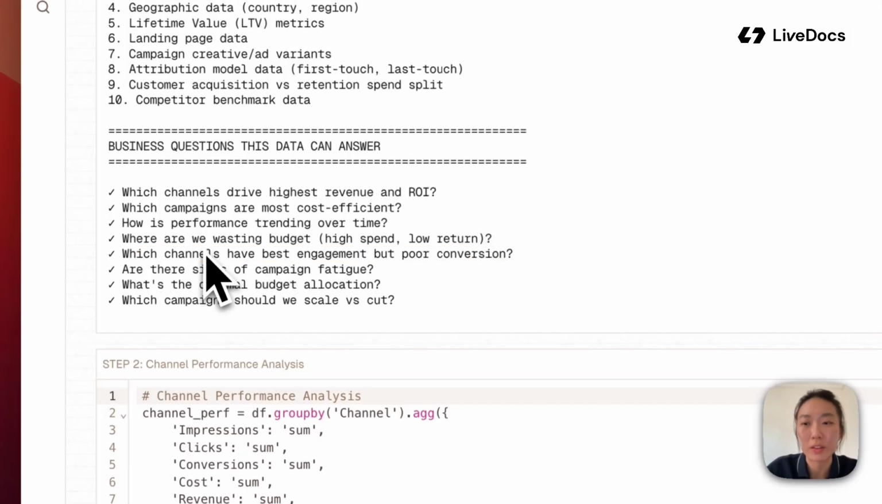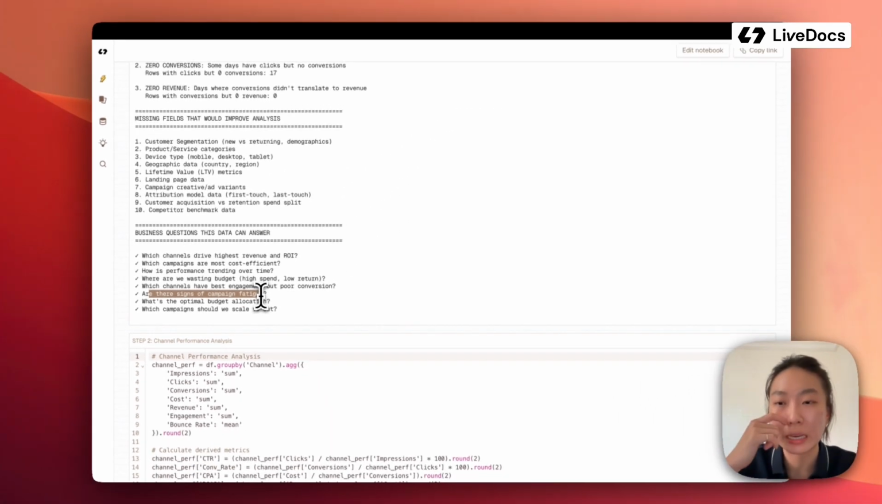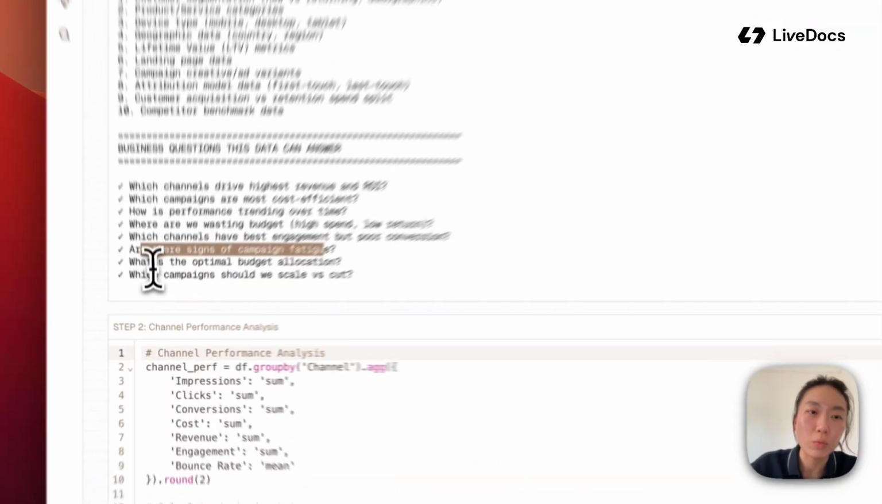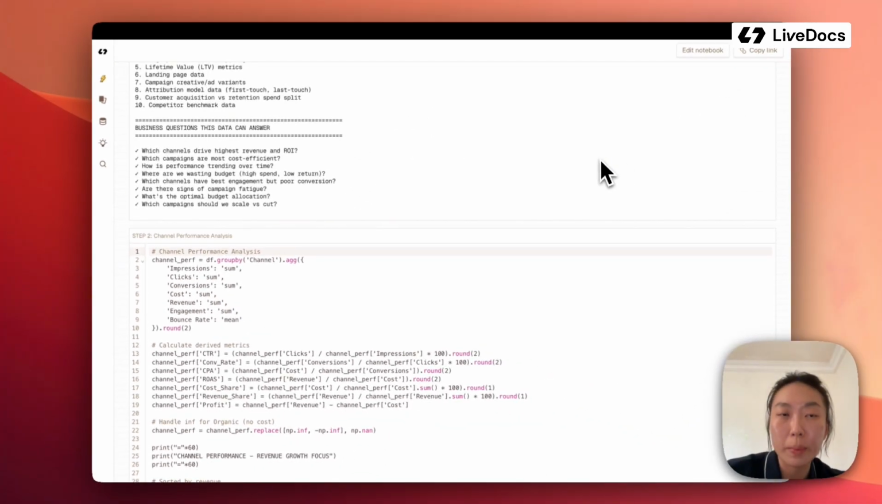Which channels have the best engagement but poor conversions? Conversion is the ultimate thing for business. And are there signs of campaign fatigue? For example, you created too many of the same ads, and people are tired of seeing that. And what's the optimal budget allocation? Which campaigns should we scale or cut? So from the business questions generated by AI, you now have a direction of where you should go.